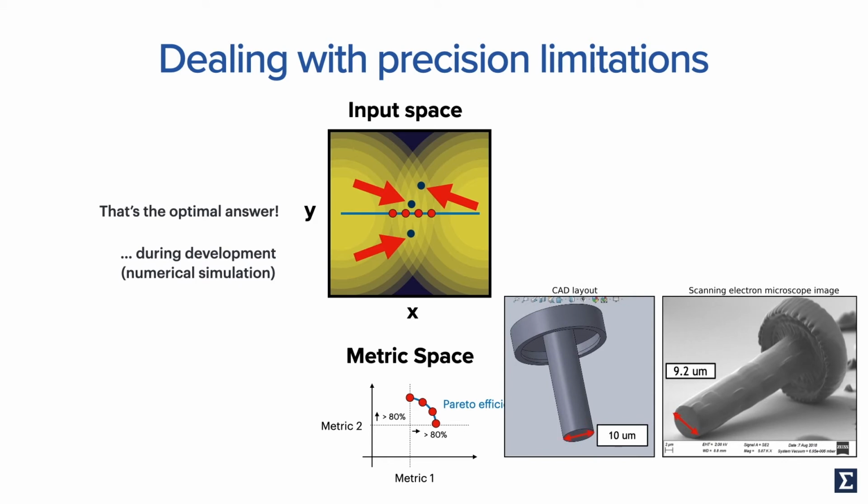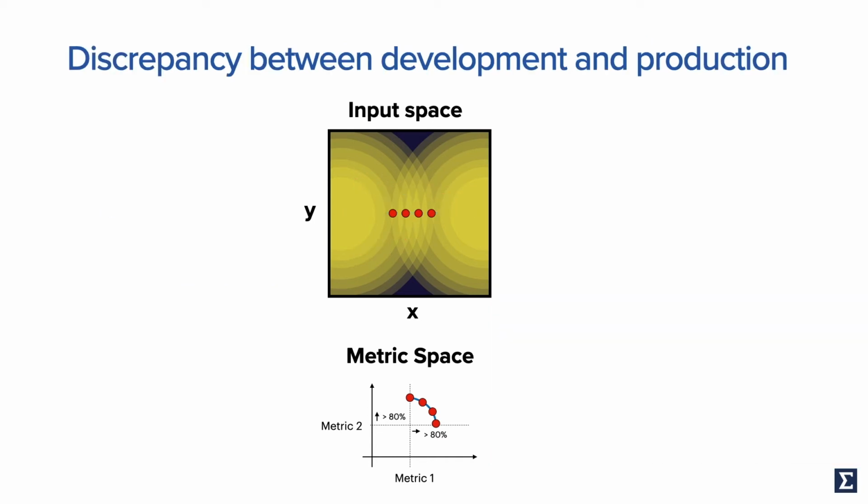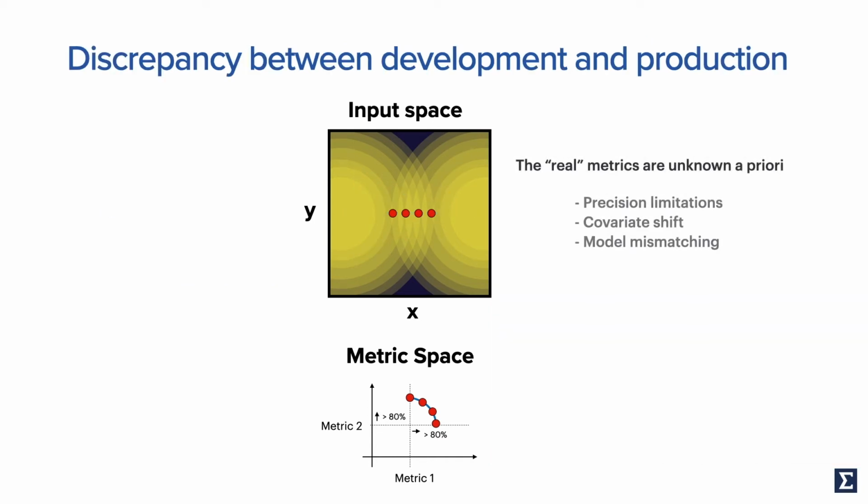In this picture, we can see the difference between the CAD model underlying the simulation and the actual result produced from the fabrication. More generally, in many applications, what we get during development won't be a perfect match of our results during production. Maybe due to precision limitations of our equipment, as we saw in the last picture, maybe there is a covariate shift, or a model mismatch between the development and the production scenario. This implies that we should search for designs which perform consistently despite such differences, and that was our motivation for defining a new problem formulation.